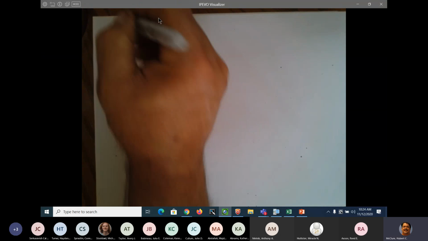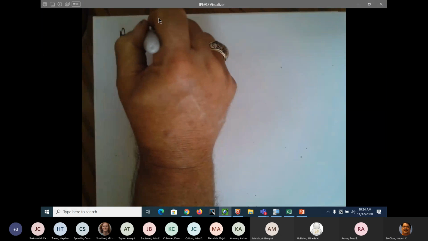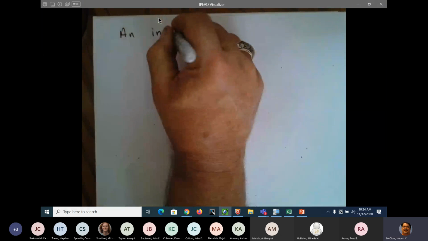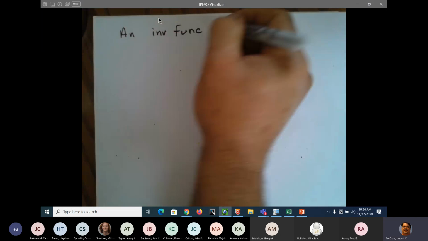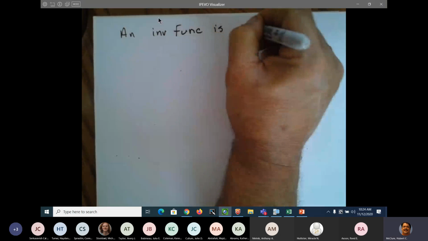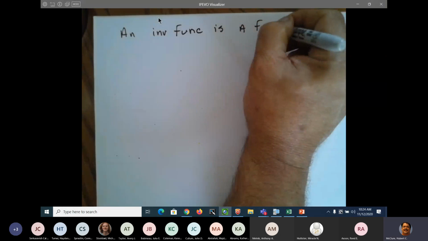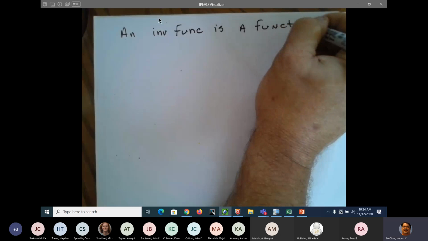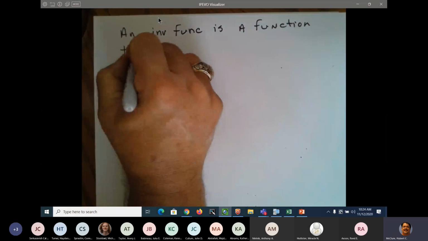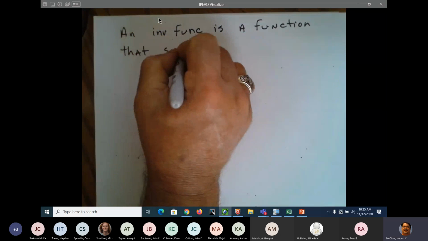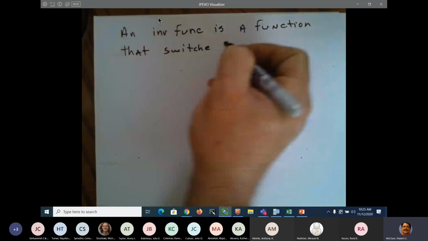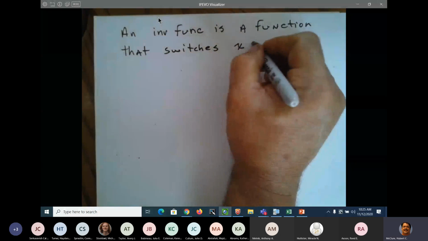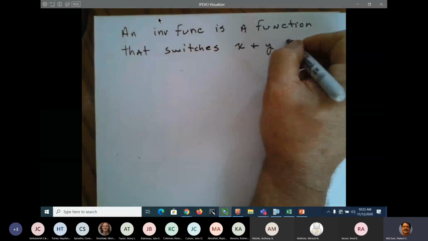Well, an inverse function is usually a function that switches x and y coordinates.